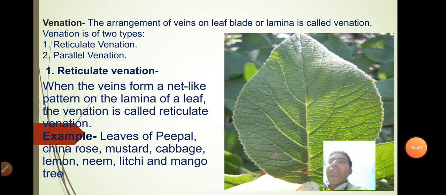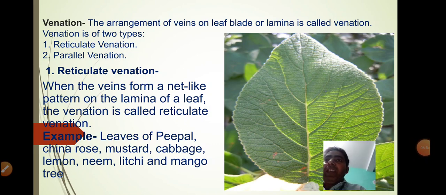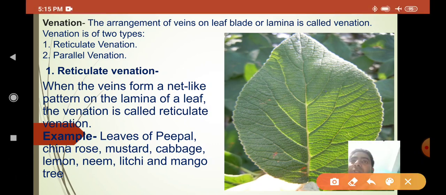Now we are going to read about venation. What is venation? Just now I said about the veins. Venation is the arrangement of veins. The arrangement of veins on the leaf blade or the lamina is called venation.